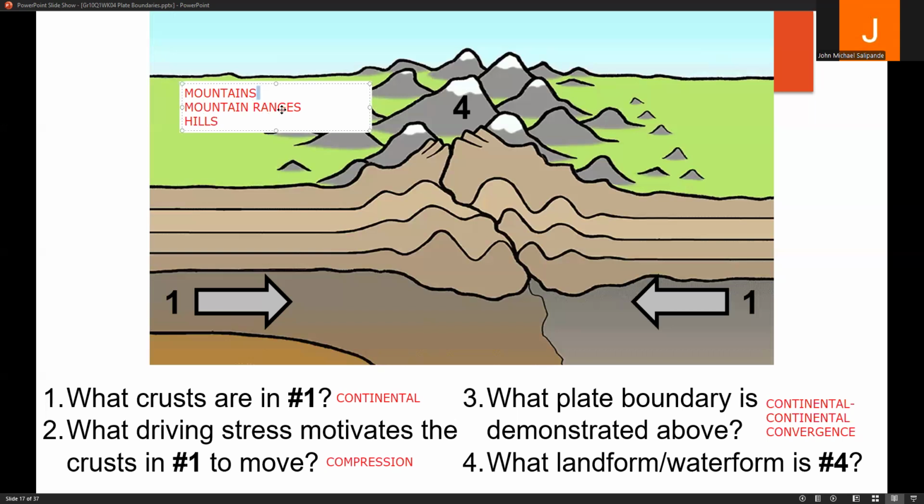What makes continental-continental convergence unique compared to the other types of convergent boundary is that this is the only convergent boundary wherein no subduction occurs. Because as we explained earlier, both continental crusts are considered lighter compared to oceanic crusts. That's why you can see triangular or conical peaks.